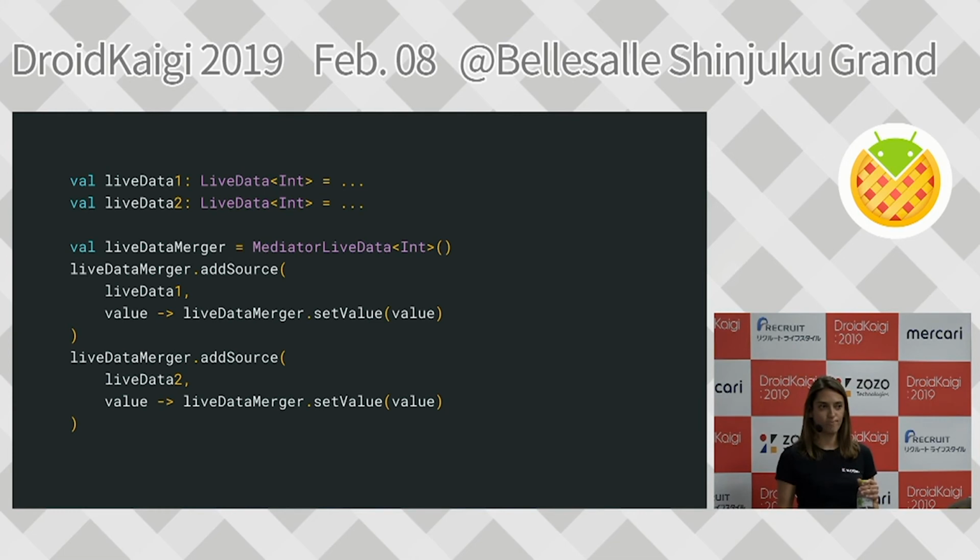That's all. So actually, if you look at how map and switchMap and so on are implemented, you'll see that they all use this MediatorLiveData. So whenever you feel like you need to do some transformations that are not available already, check out this MediatorLiveData.